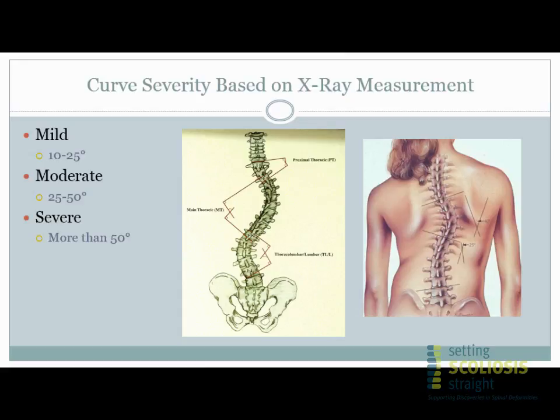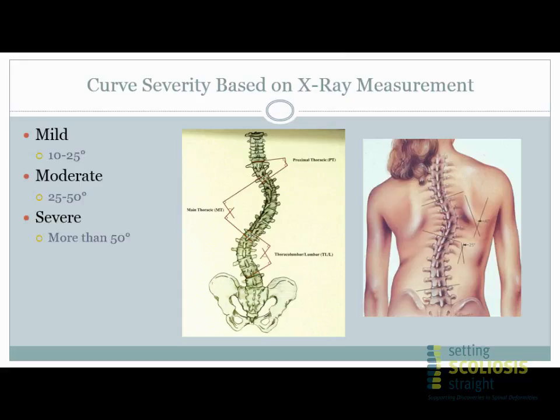I'm going to use this generically as a way to understand how we talk about scoliosis now. So, x-ray measurement. You're going to hear us talk about maybe a Cobb angle, which is a radiology way of measuring curves. And generally speaking, we break them into these categories. A mild curve is 10 to 25 degrees.